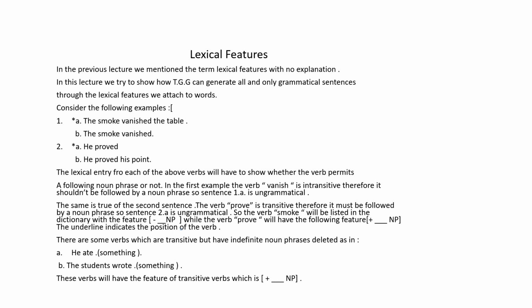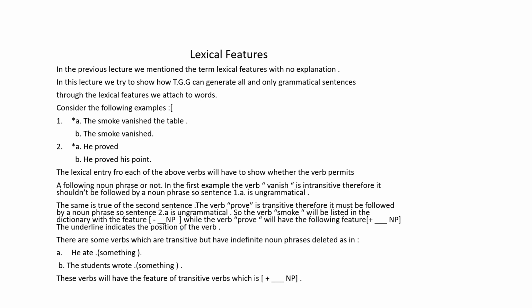In the first case, the verb is intransitive, but we put a noun phrase, therefore it is ungrammatical. While in the second case, the verb is transitive, which must be followed by an object. Because we deleted the object here, it is ungrammatical. So these are the two features. The verb vanish should have the feature minus NP, and this is the position for the verb, while the verb prove should have plus NP, the position where the verb must be followed by NP.